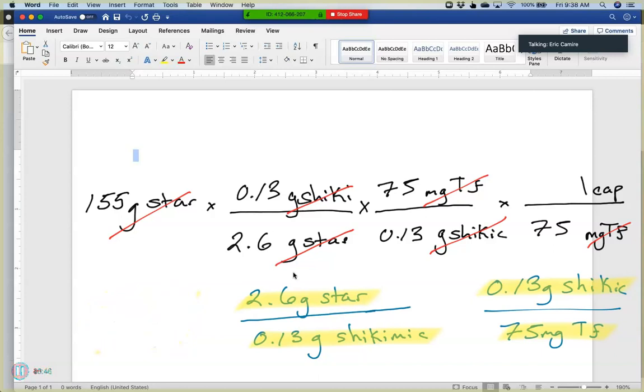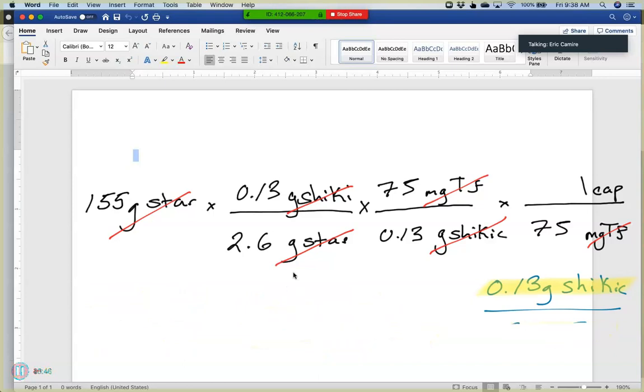So just to save space, I'm going to erase our conversion factors. One little side note too, in case people were getting a little confused or I'm going a little too quickly: remember, conversion factors, you can flip them and they mean the same thing. We're not treating them like fractions. We're treating them as statements, right? There's 0.13 grams shikimic acid per 2.6 grams of star anise. You could also say that for every 2.6 grams of star anise I produce or have 0.13 grams of shikimic acid.